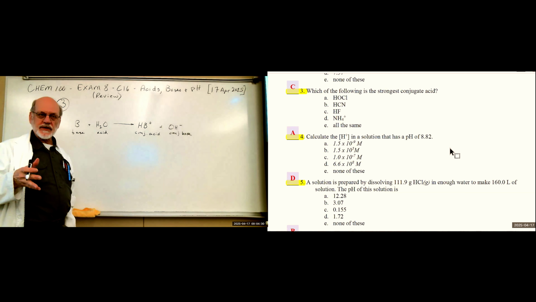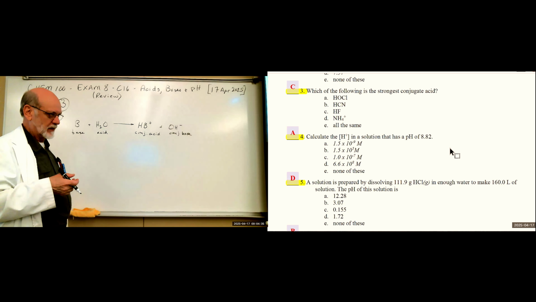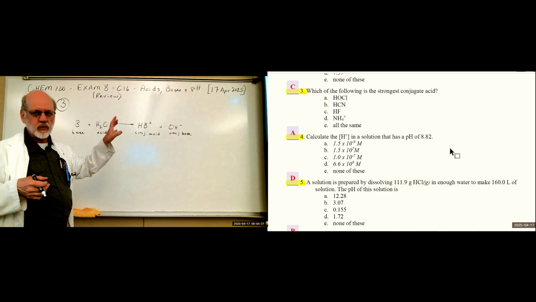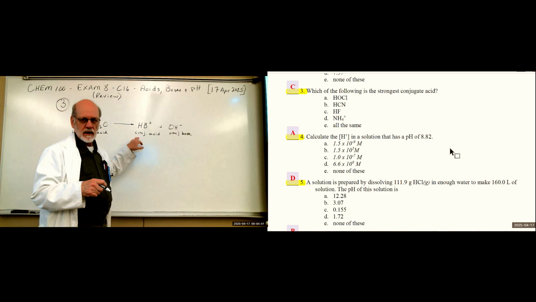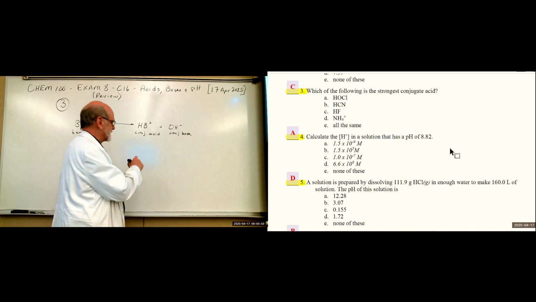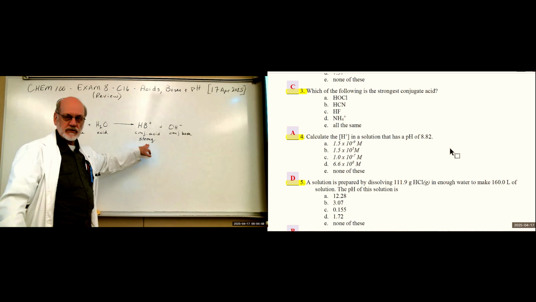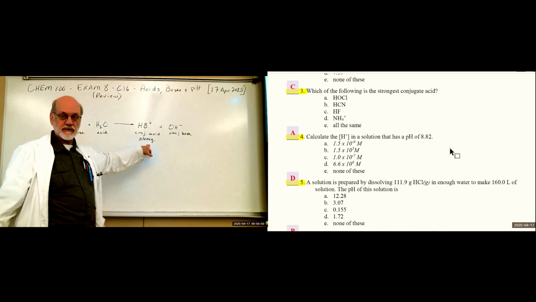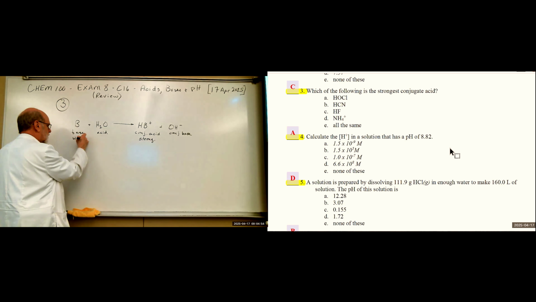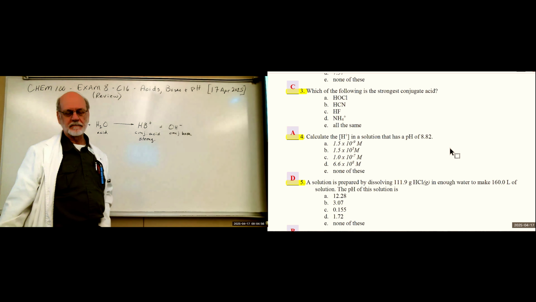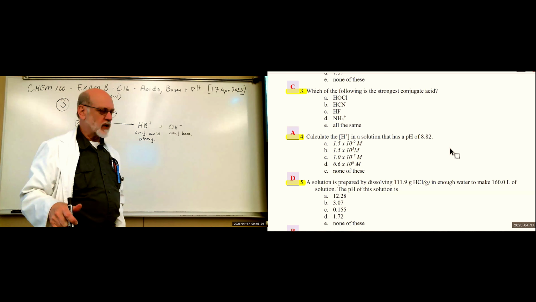Now, we've introduced the concept of strength of acids and strengths of bases. But this is a different twist on the topic. If you want a strong conjugate acid, that means you need a weak base from which it is derived. So this would be a weak base.